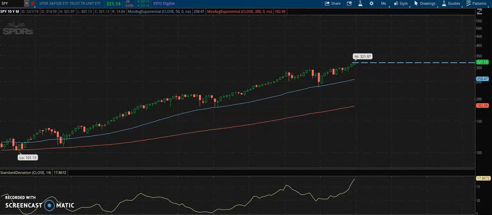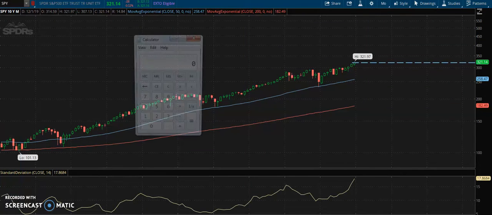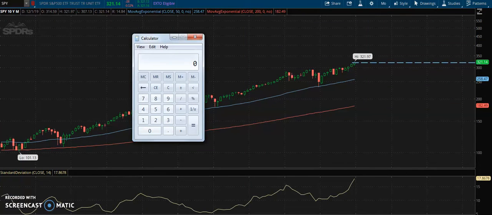So if I pull up a calculator, we're going to start off with 314.31. We're going to add 15.99. That's going to give us 330.30. That's going to be the first standard deviation for the month. And then we're going to add 15.99 to that number, and that's going to give us 346.29, which we're going to use as the second standard deviation to trade with in December.